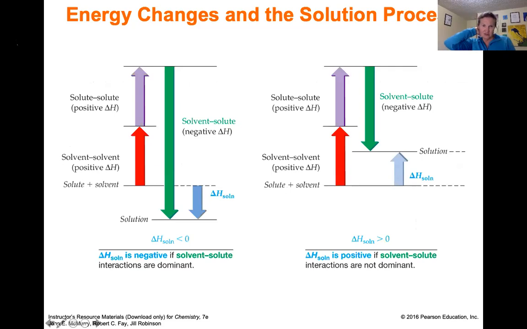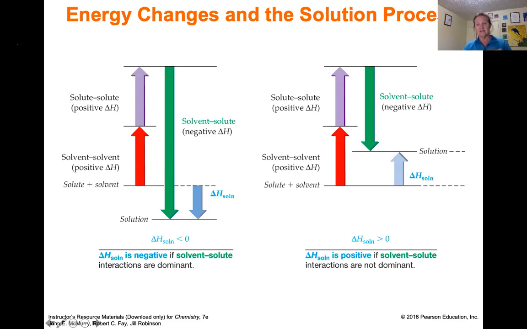And so this just shows that in a visual way. On the left-hand side, breaking the solvent-solvent interactions is positive, the solute-solute is positive, but in this case, the green arrow is bigger than the sum of those two. So you get more energy back because the solute-solvent interactions give off more energy than it took to break apart the solvents and the solutes. And so the left-hand side shows you a case where it'd be exothermic.